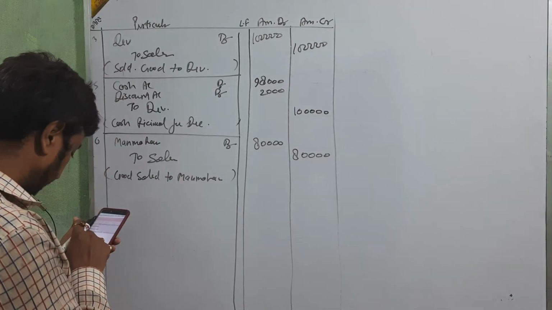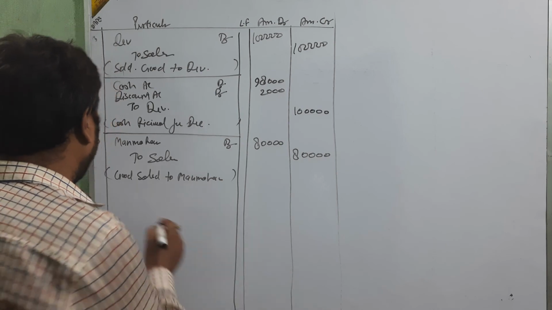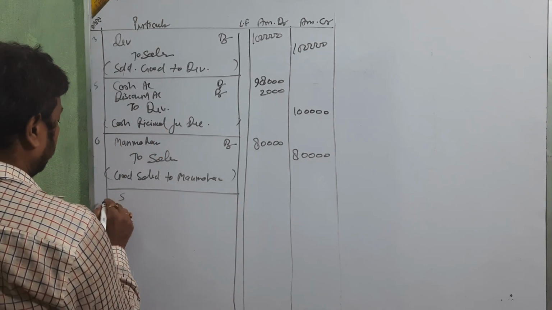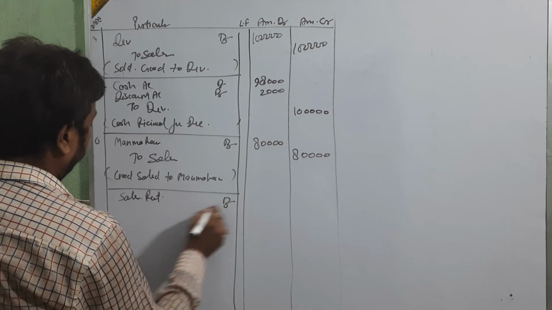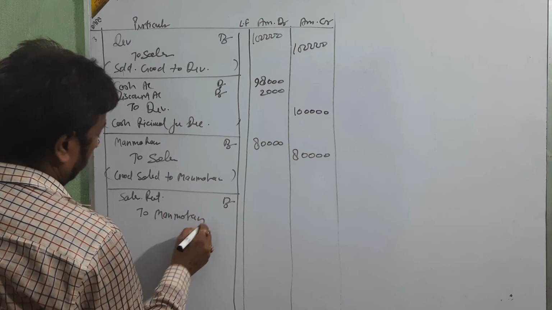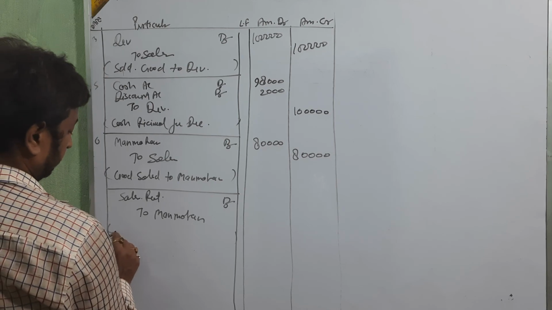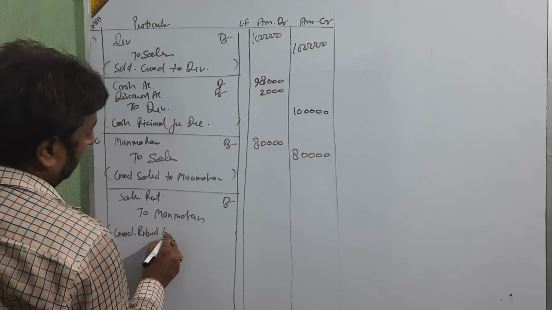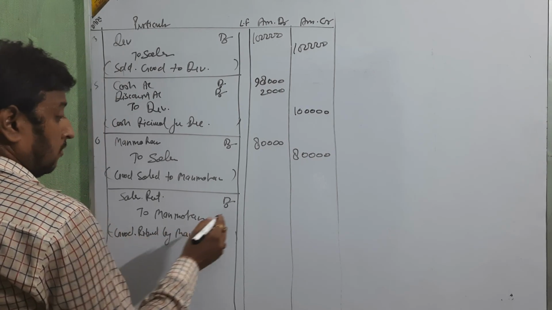Next is Manmohan returning the goods. It means the goods are returned, then it's a sales return beta. Return debit to Manmohan, because they are returning the goods beta. So goods returned by Manmohan 1,000.